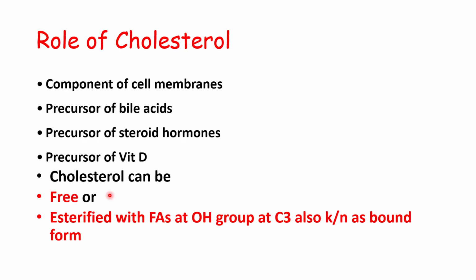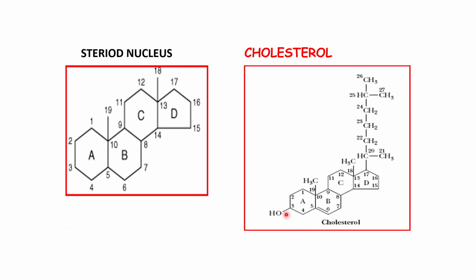So cholesterol can be free or esterified with fatty acids at hydroxyl group at C3. This is known as the bound form. So cholesterol can be in the free form as well as the bound form. So bound form is at 3rd position. I told you this is the only position. This is the 3rd position where hydroxyl group is substituted. So this is the only place where esterification is taking place. You know, and further you will read in the metabolism that what is the role of esterification. So it has a great significance. So this position, 3rd position where hydroxyl group is there, this is the only place where esterification takes place.